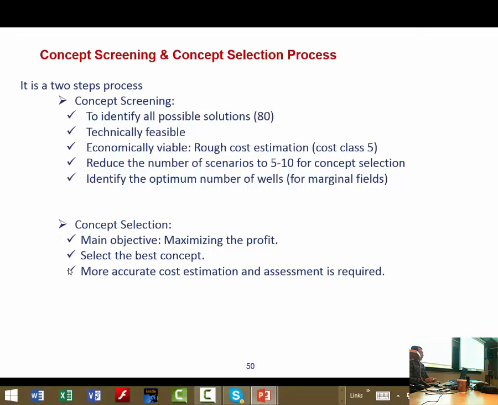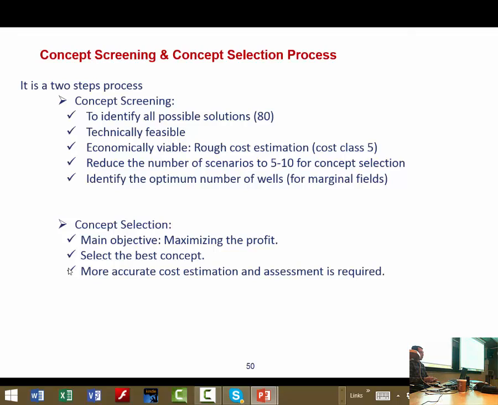So as we mentioned earlier, it is a two-step process: concept screening and concept selection. In concept screening, the main goal is to identify all the possible solutions, because without comparing accurately, you cannot say which one is better. But there are always some brave people in the company. In the beginning of the exploration, he said, okay, I'm sure this is the best solution for this field, but nobody believed that. And then in this step, we make some technical feasibility assessment to identify the technically feasible solutions from all the available solutions.